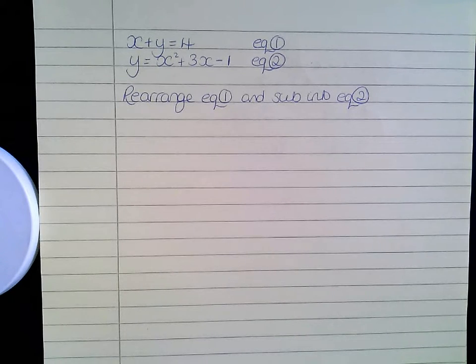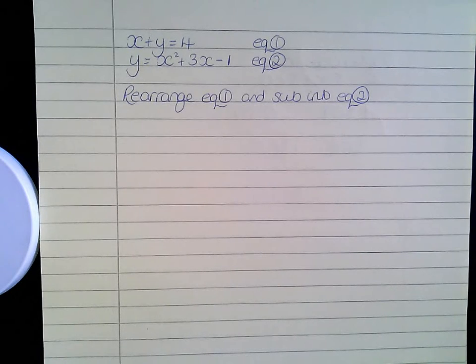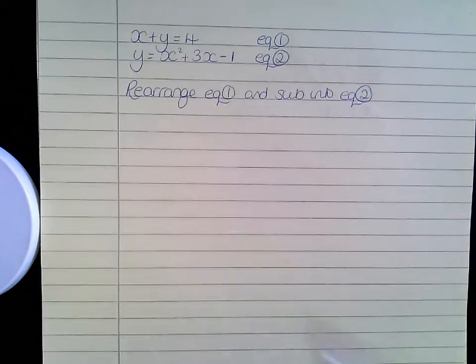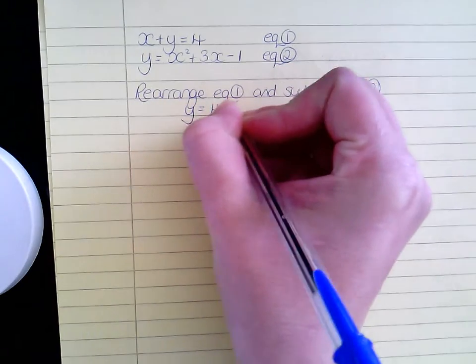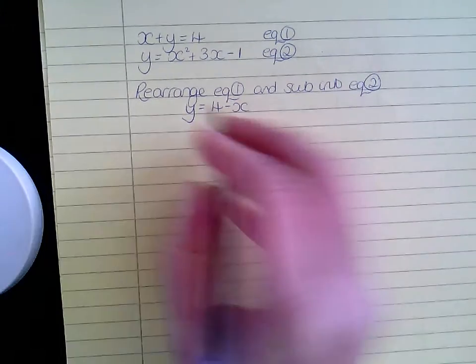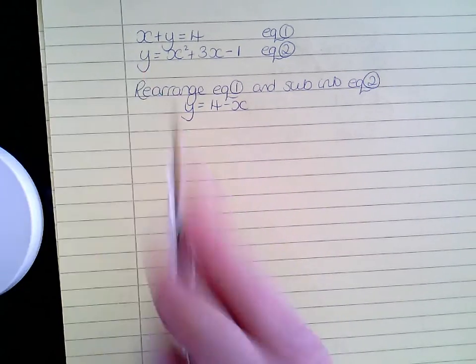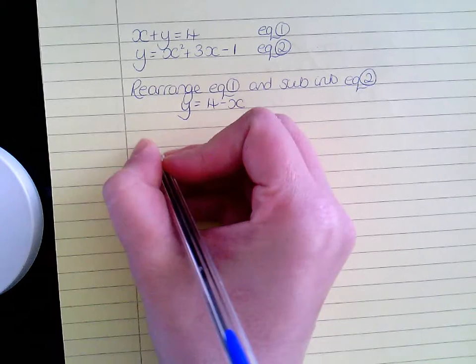In this case, because there's multiple x's, I will make the top say y equals. But it all depends on what the second equation looks like. So the first thing I'm going to do, I'm going to write y equals 4 minus x. I am now going to put this where y is in the other equation.